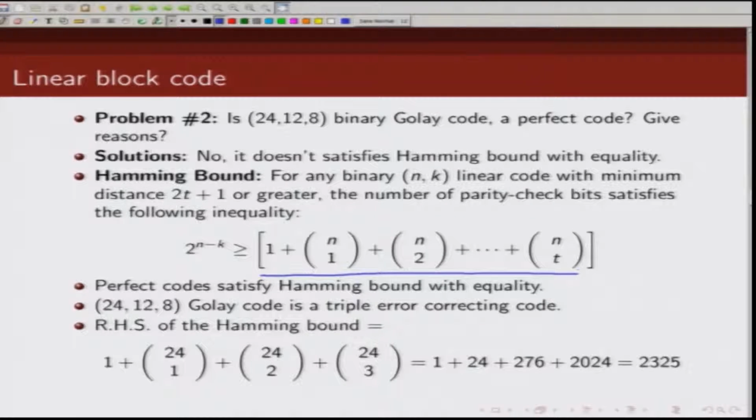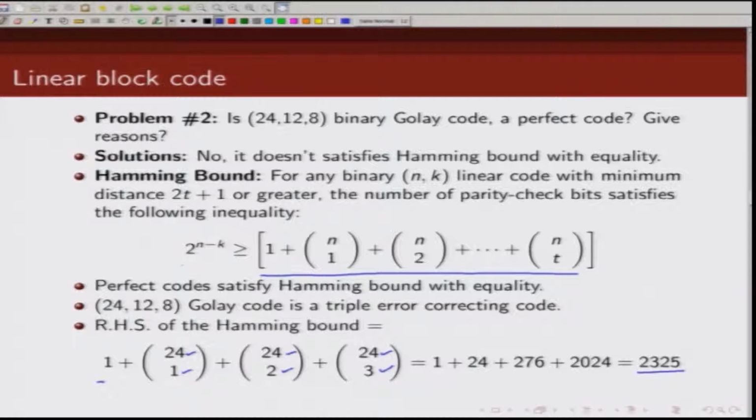This will be 1 plus 24 choose 1, 24 choose 2, plus 24 choose 3, because t is 3. So, this is 1 plus 24 plus 276 plus 2024. This will be 2325. So, the term that we are getting on the right hand side is 2325.